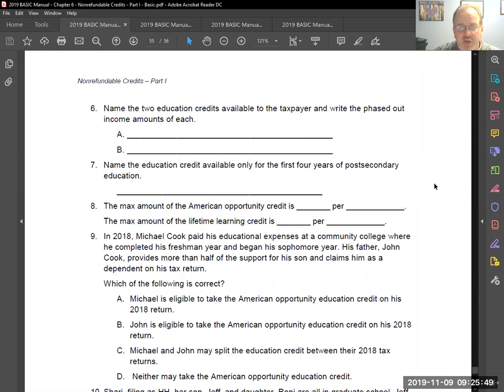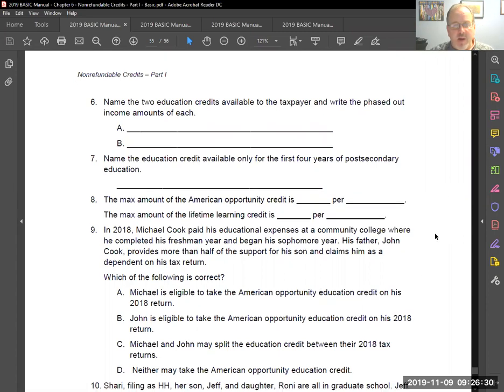Number 7, name the education credit available only for the first 4 years of post-secondary education. That's the American Opportunity Credit. Again, first 4 years, okay? Like I said, I think I drew that last time. I put 5 academic years up. So in the case of somebody starting in the fall of 2019 and then the spring of 2020, that's their first academic year. When you do 4 academic years, you actually see 5 tax years. Well, that 5th tax year, you cannot take the opportunity credit. You can only take it in the first 4, okay?